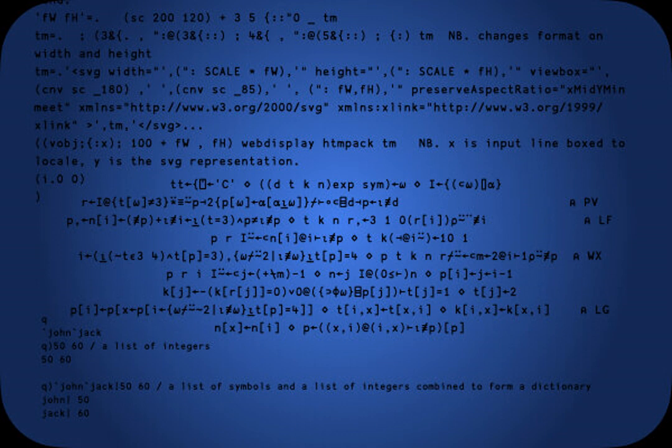And of course, K4 is a much more... K4. A lot of it has to do with the applications that people are writing.